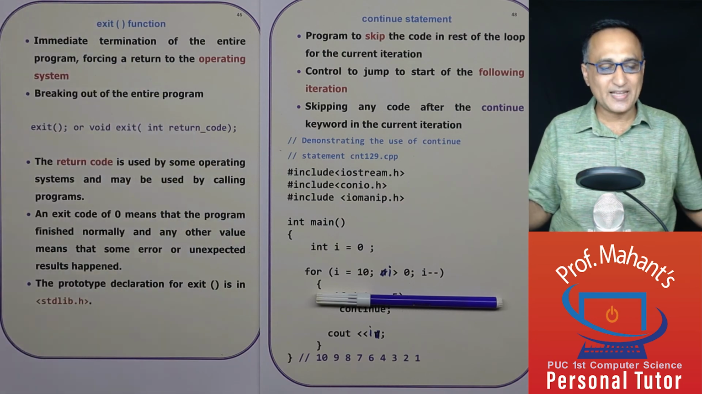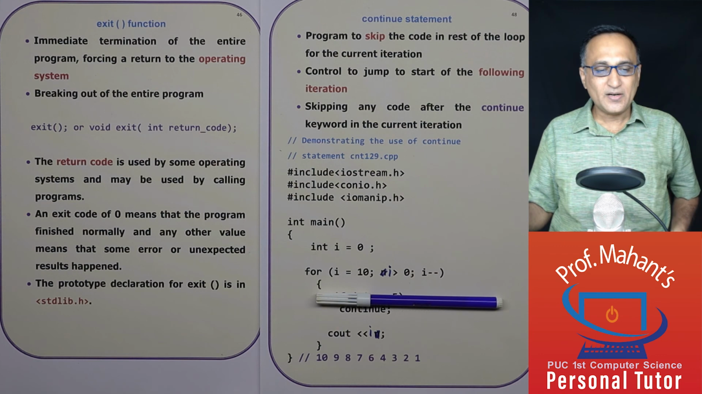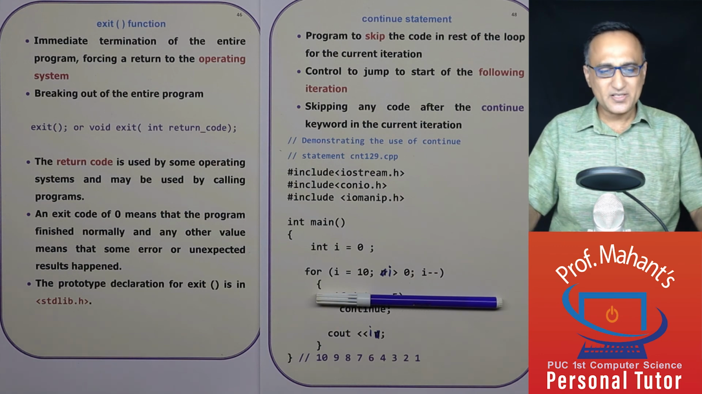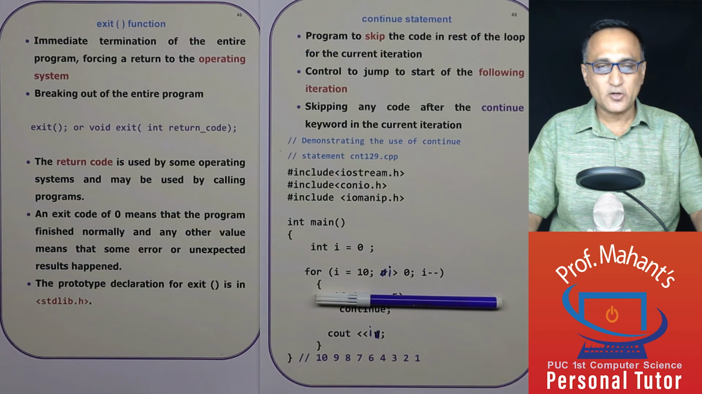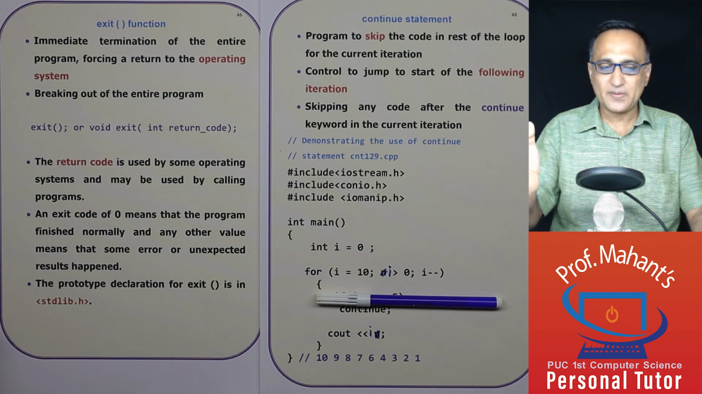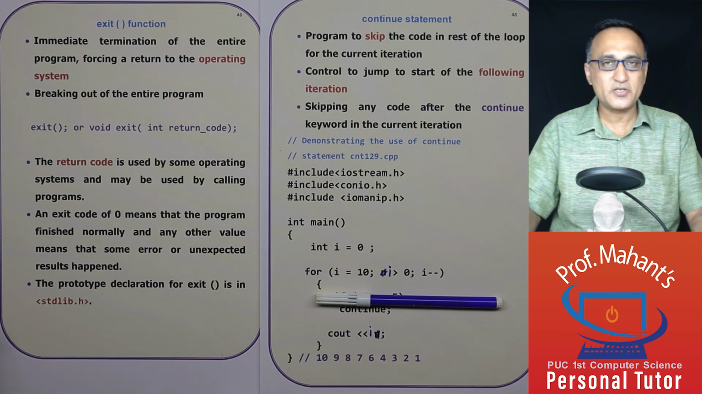So I hope this clarifies the understanding of the continue keyword, and with this we have wound up the theoretical discussion about control statements in C, like loops, decision making and so on. Please make an effort to understand this chapter very well, because this is a really important chapter, because it's common to every programming language you're ever going to learn in your life.